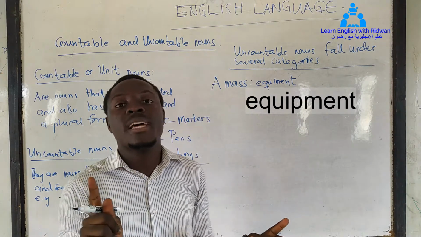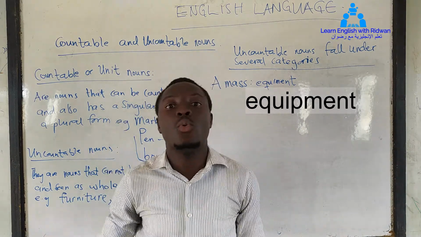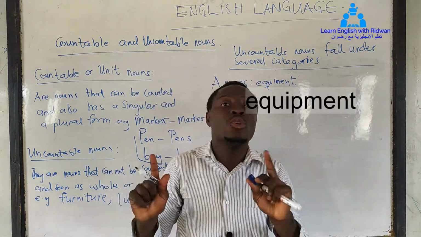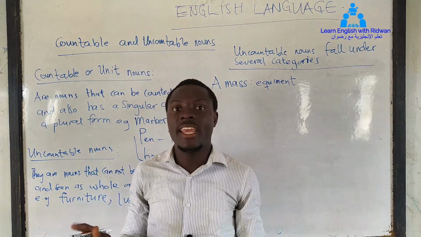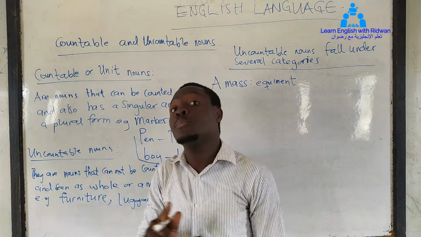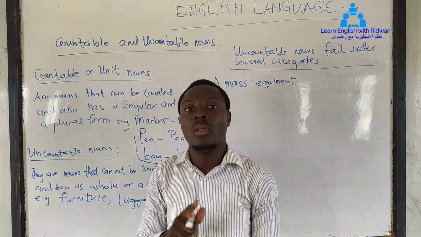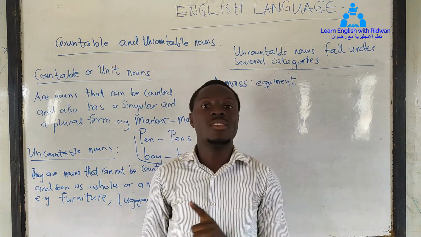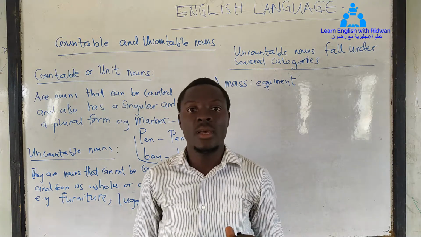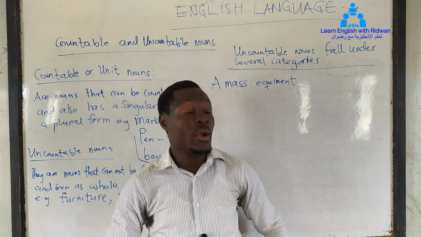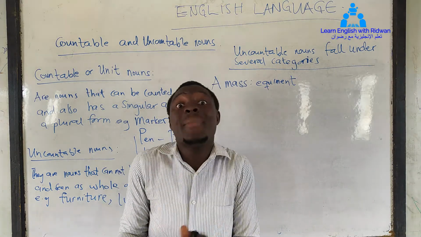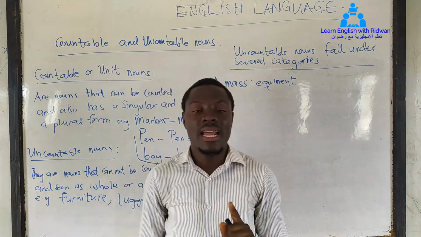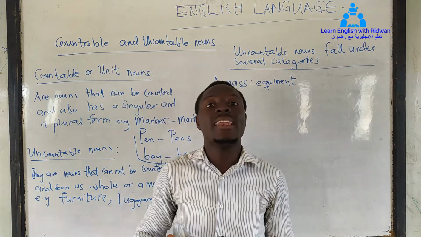Under no circumstance should you say equipments with the letter S attached to the word equipment. I'm repeating this again: under no circumstance should you pluralize an uncountable noun. People do that, but grammatically it's wrong. We don't say equipments, but we say equipment. Because let's say we want equipment in the laboratory. Equipment in the laboratory and not equipments in the laboratory.